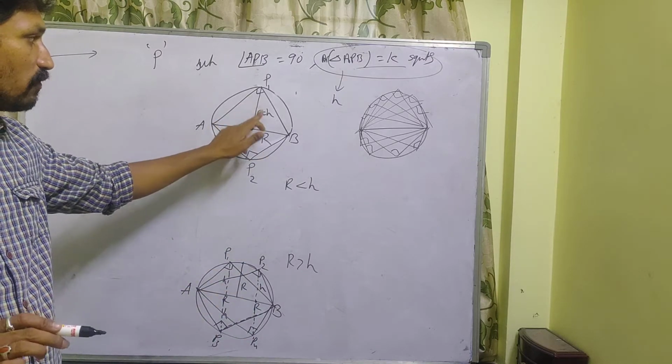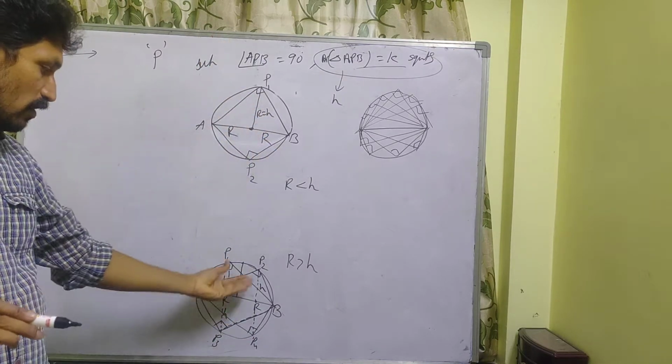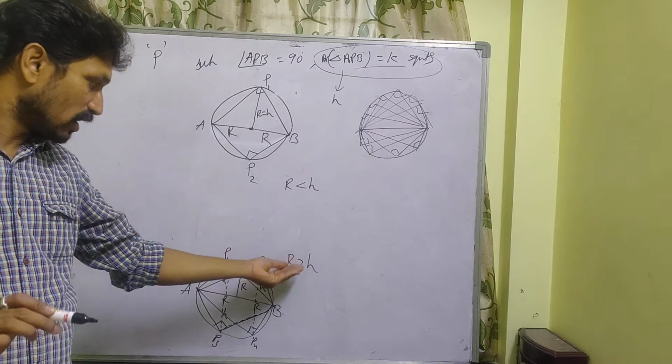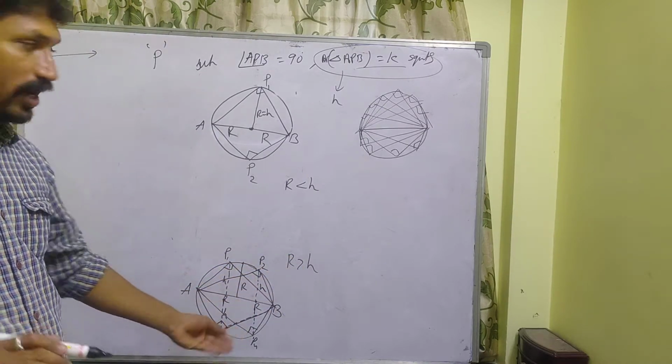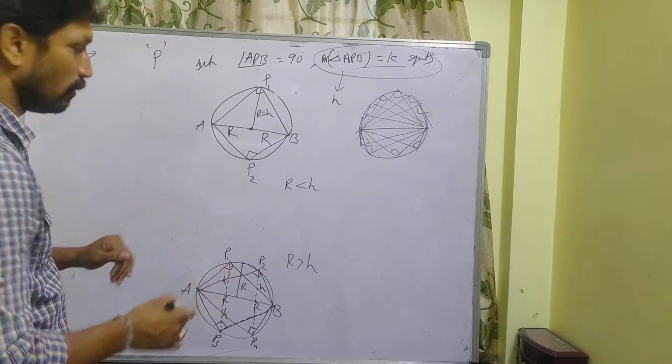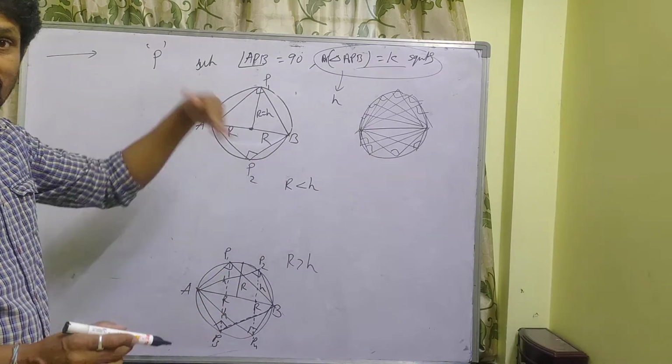Here, how many points? If radius is equal to height, 2 points. If radius is greater than height, then it will be 2 plus 2, 4 points. If R is less than H, how will it be? That is, the radius is less than the height.